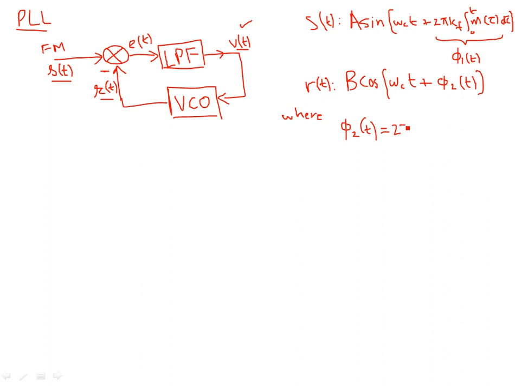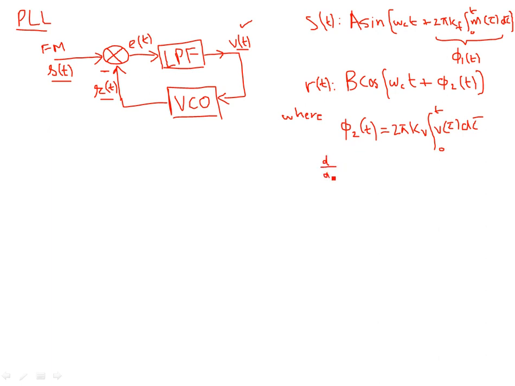So this is 2 pi k_v, where k_v now is a proportionality constant, a multiplier constant, which ensures that the output frequency or the phase is being controlled by the voltage signal proportionally. So this is v(tau) d tau. So in fact, first we had m(tau), now we have v(tau), which is the control signal for the VCO. So what this means is you take the derivative of both sides.